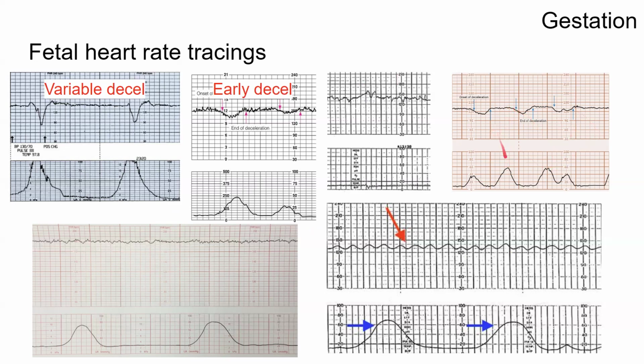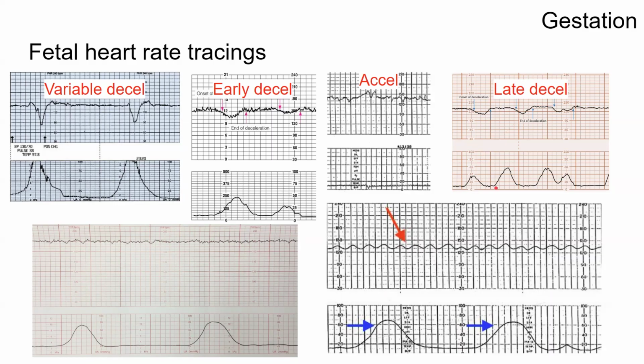So these are late decels, self-explanatory. The mom is contracting and then the decelerations are late. Contrast that with early deceleration, where they're happening ahead of time. Late decelerations are where they're happening after, or they're delayed. And that is placental insufficiency.